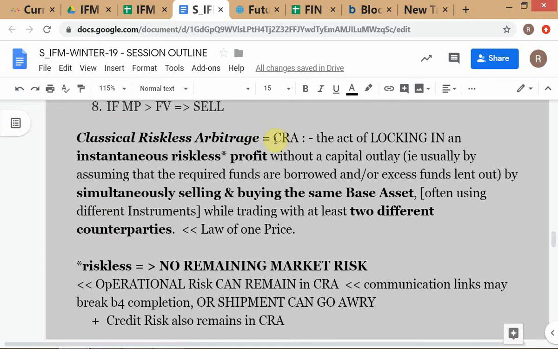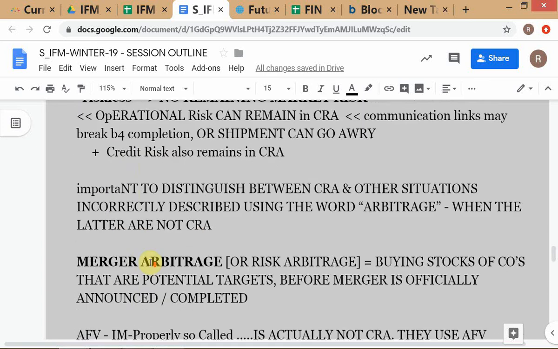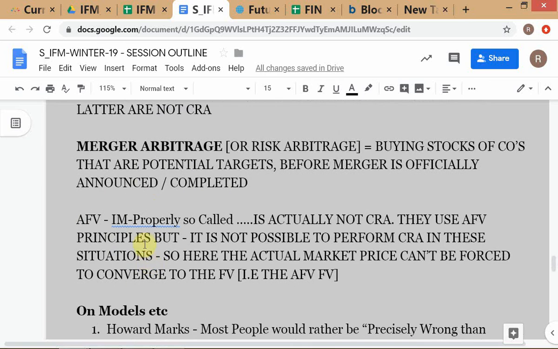Now, why have we coined this big term CRA? Because there are many terms. One example of a term is merger arbitrage, sometimes just called merger arb, sometimes also called risk arb. Arbitrage is sometimes shortened in the markets to just arb. So, buying stocks of companies that are potential targets and selling, let's put it this way.